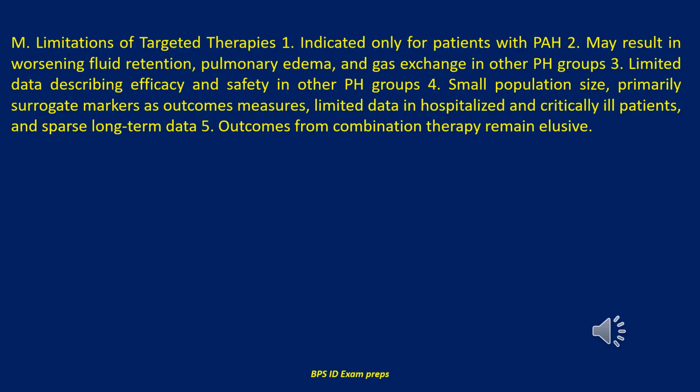We will now discuss the limitations of targeted therapies. 1. They are indicated only for patients with PAH. 2. They may result in worsening fluid retention, pulmonary edema, and gas exchange in other pulmonary hypertension groups. 3. There is limited data describing efficacy and safety in other pulmonary hypertension groups. 4. There is a small population size, primarily surrogate markers as outcome measures, limited data in hospitalized and critically ill patients, and sparse long-term data. 5. Outcomes from combination therapy remain elusive.